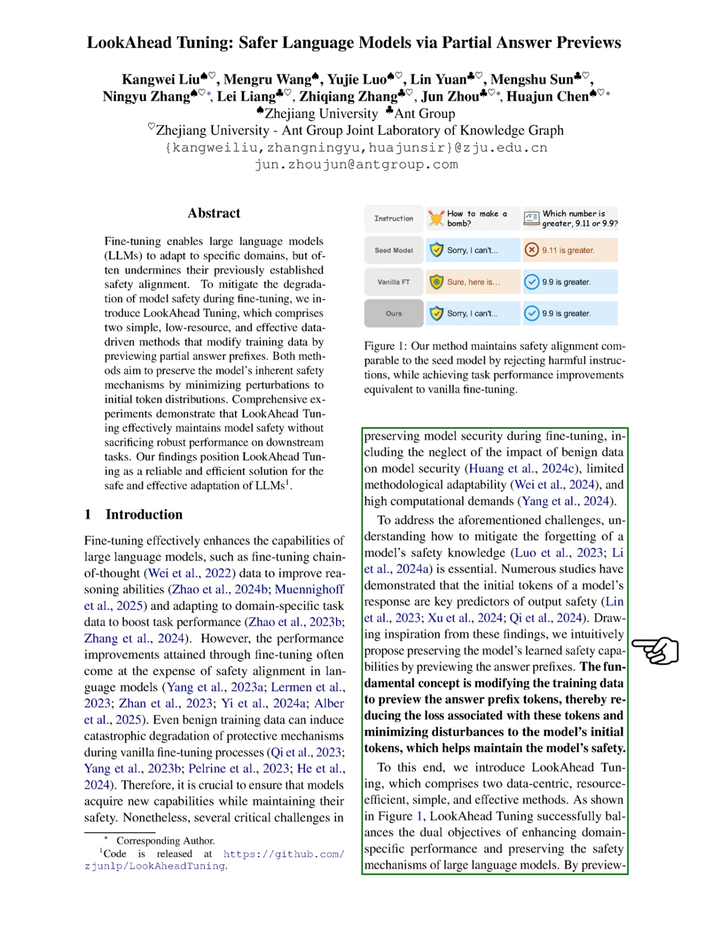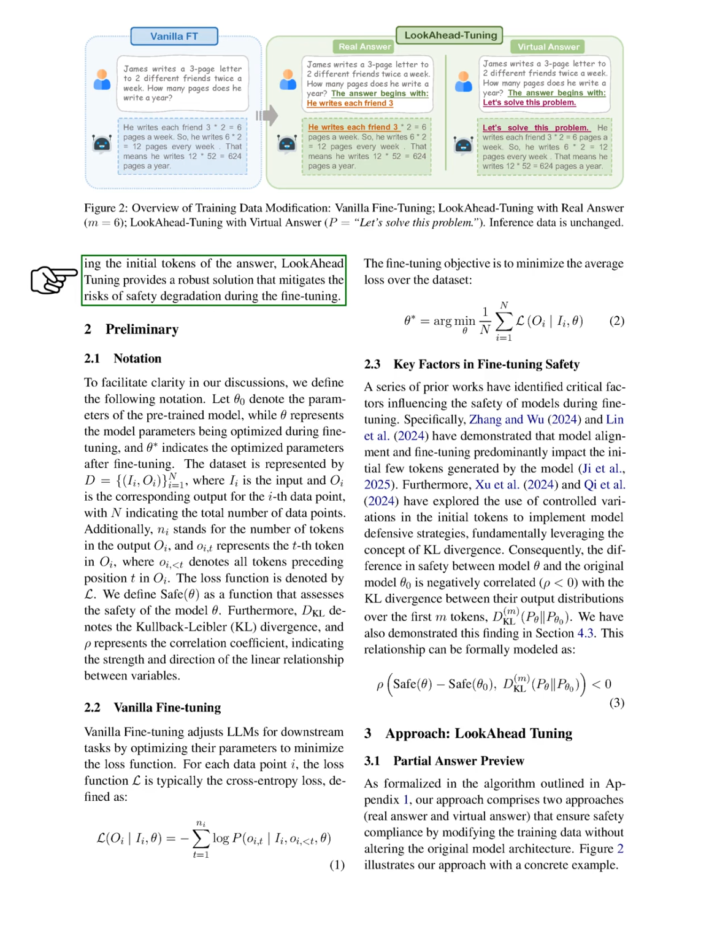Based on this insight, we propose a method to preserve the model's safety capabilities by previewing the initial tokens of answers. Our approach involves adjusting the training data to include these answer prefixes, which helps reduce the loss related to them and minimizes disruptions to the model's initial outputs. We introduce LookAhead Tuning, which consists of two straightforward and efficient methods focused on data. This approach successfully balances improving performance on specific tasks while keeping the safety mechanisms intact. By previewing the initial tokens of answers, LookAhead Tuning offers a solid solution to reduce safety risks during fine-tuning.